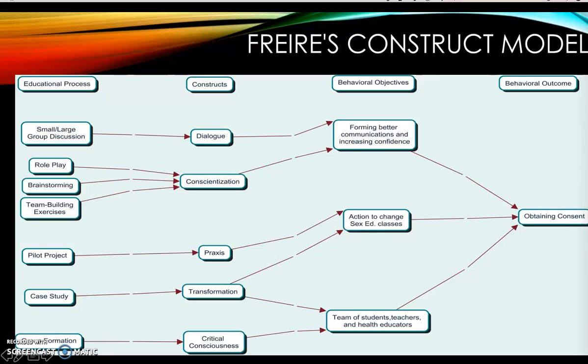Okay, so before we move on to the other processes of this model, I want to go over the actual construct layout of the Frere's model. Starting over at the educational processes, we're going to be doing some small and large group discussions to facilitate communication, get that two-way communication going between the older students and the younger students, and then also between the moderators, who will be the teachers. There will be some role play, some brainstorming, and some team building exercises.